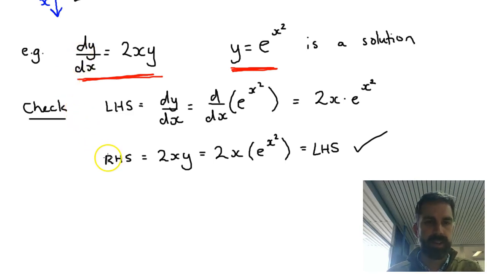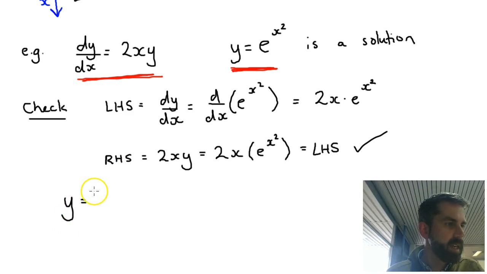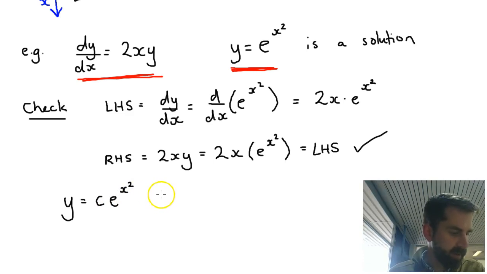Now, as it turns out, in this particular case, y equal to any number, so we could call that c, any number multiplied by e to the x squared will actually be a solution. And we can verify that.